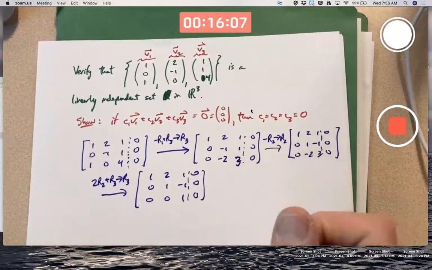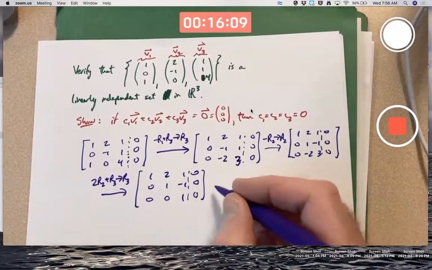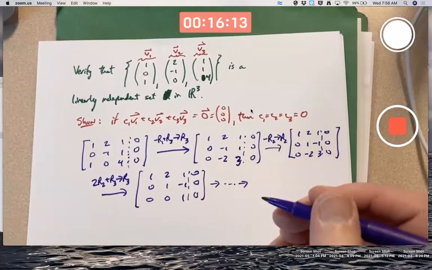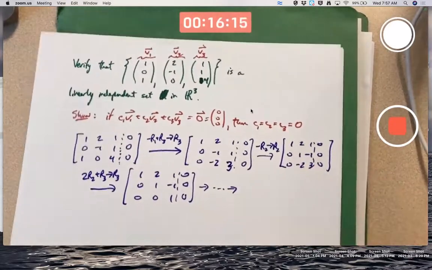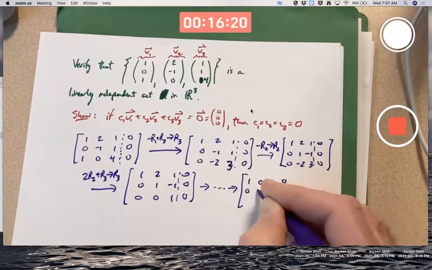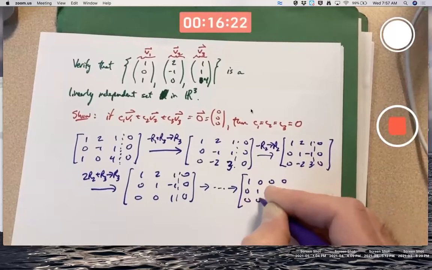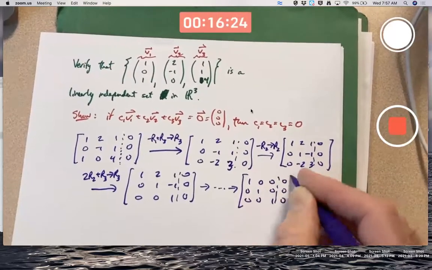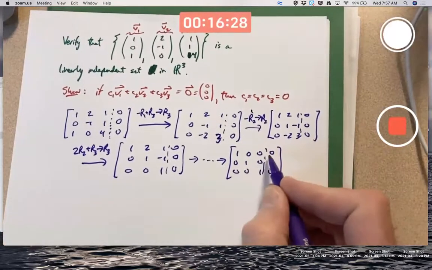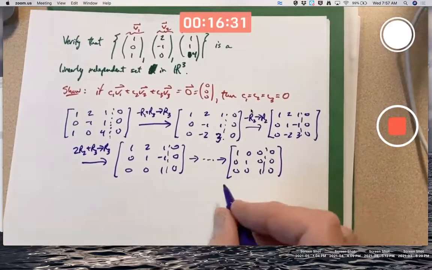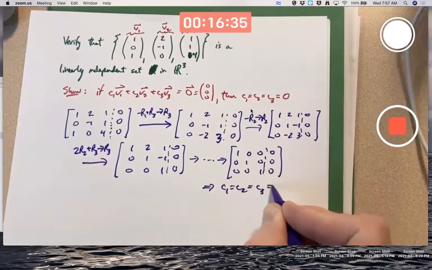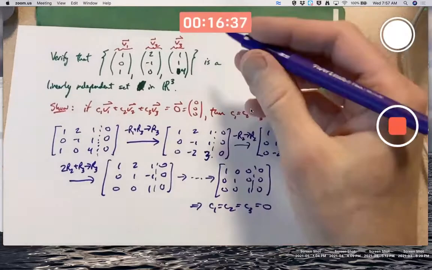Now I've got leading 1s in every row. Now I want to get zeros above those. And the fact that I have leading 1s in all the rows means I will be able to get zeros above them, and I will ultimately end up with a matrix that looks like this, without showing the details. And that implies C1 equals 0, C2 equals 0, and C3 equals 0. So I only have the trivial solution. That means this is a linearly independent set.